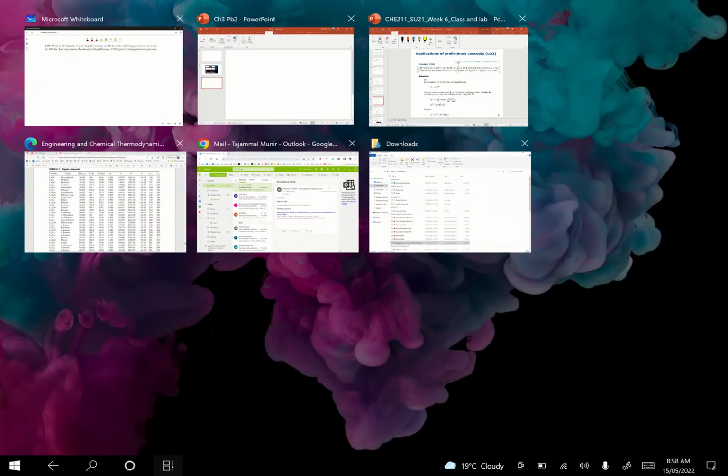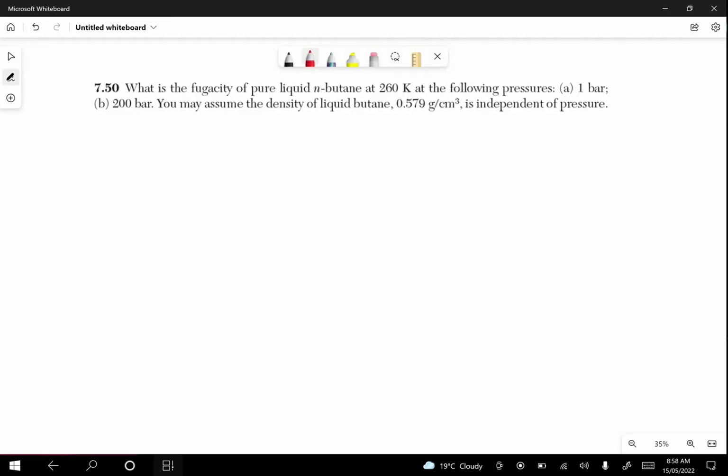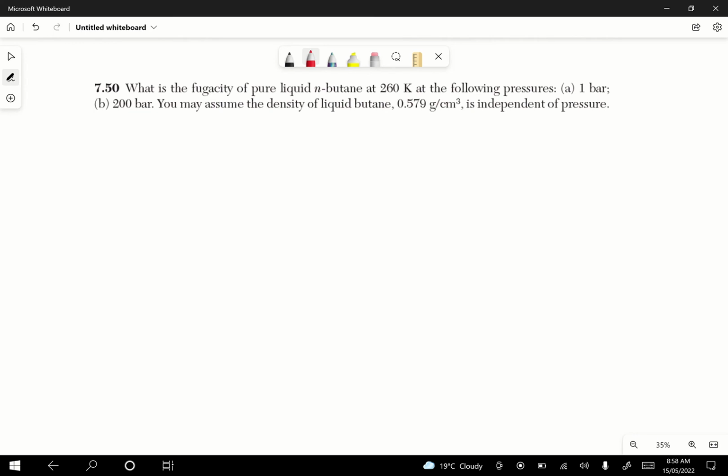Okay, now we will solve problem number 7.5, which is basically fugacity calculation in liquid phase. And we have two questions, one at lower pressure and the other one at higher pressure.